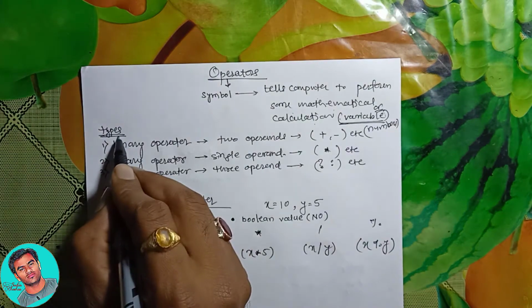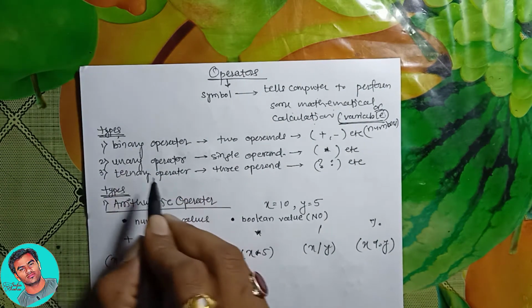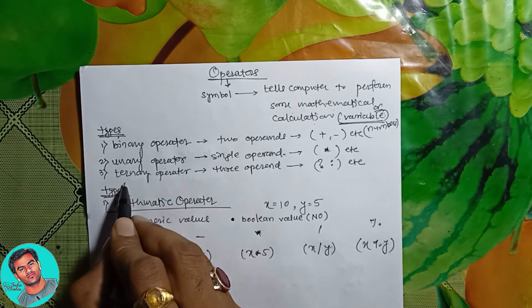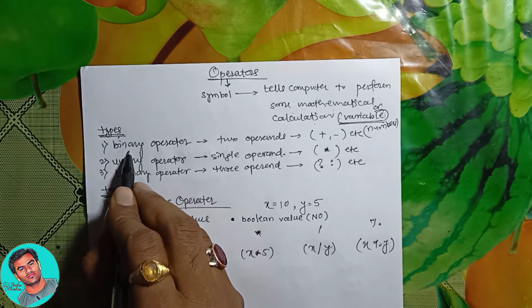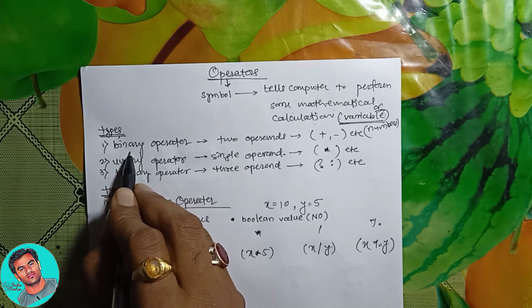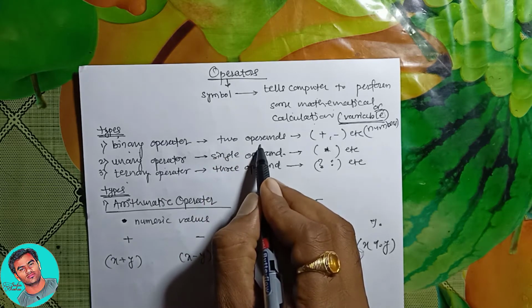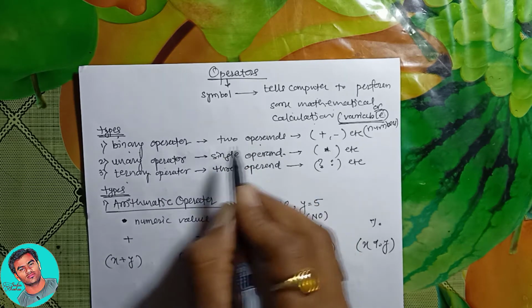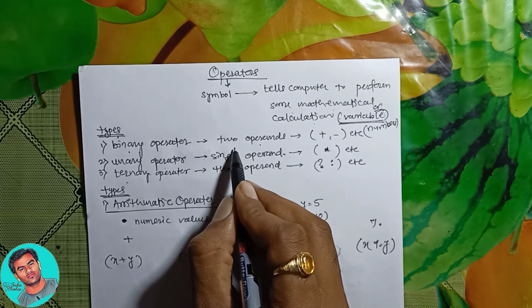So there are three types of operators basically. The first one is a binary operator, the second one is a unary operator, and the third one is a ternary operator. As the name itself indicates, for a binary operator there has to be a value 2 somewhere. It defines two operands, that means a binary operator needs two operands to perform a certain operation.